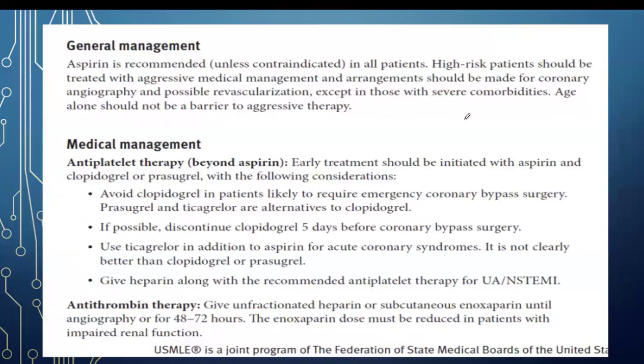Now, we'll discuss a little bit more about how we manage a patient who might have acute myocardial infarction. Okay, are you guys still with me? You guys not feeling overwhelmed or anything like that?